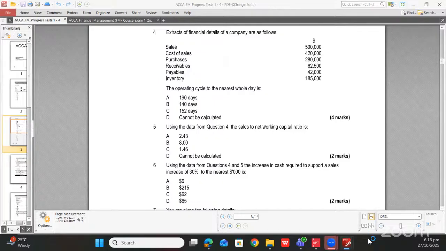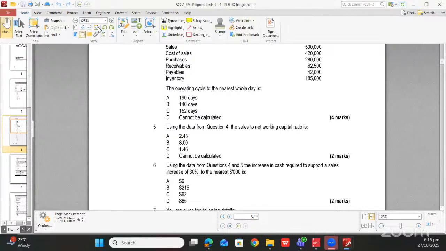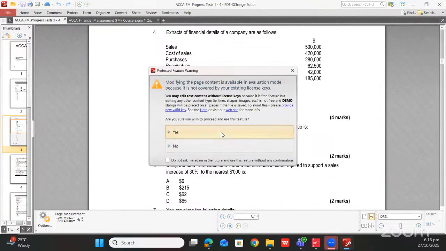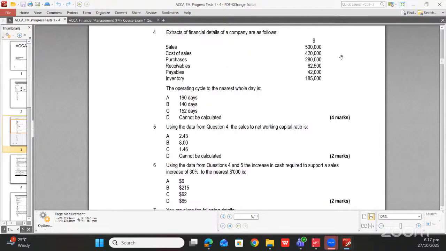So the numbers that you would have, if I can just probably drop in something here, add a text. Okay, so for this one, I can't add text, unfortunately.